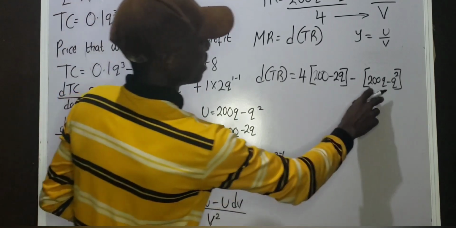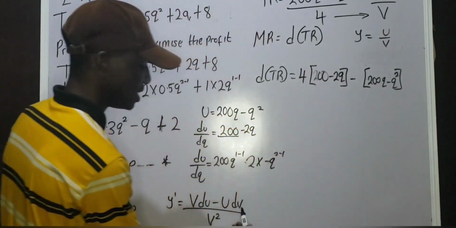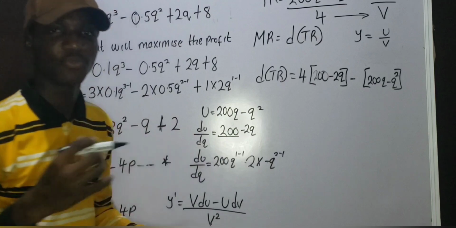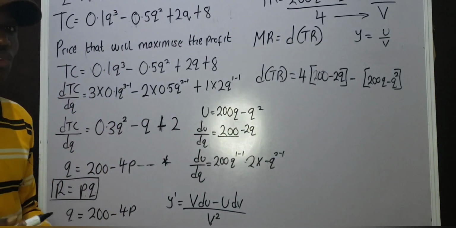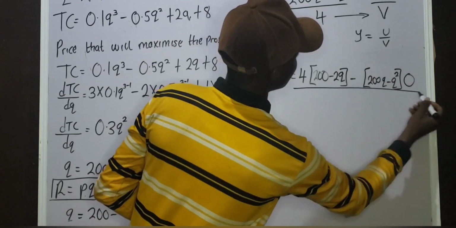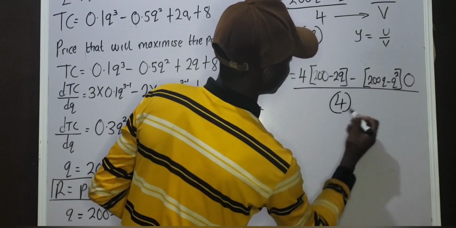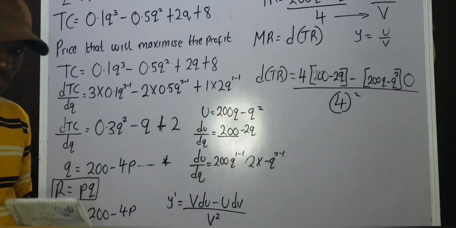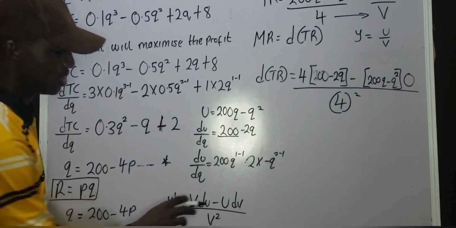So let's proceed. If you multiply this by the derivative of v, the derivative of v is 0, because if you differentiate a constant according to differential calculus, you're going to get what? 0. So this will be 0 all over v squared, which is 4 squared. Do you understand how I got this? If you didn't understand, reverse the video and watch it again, okay? This is my u.